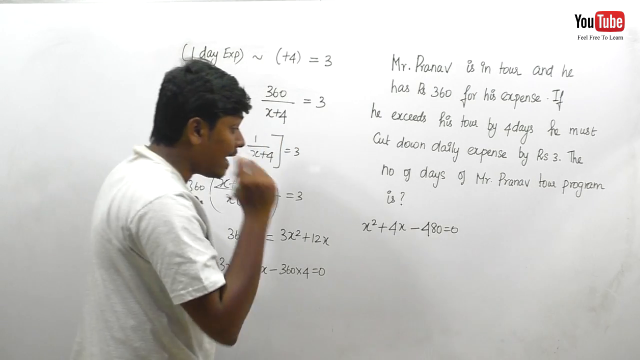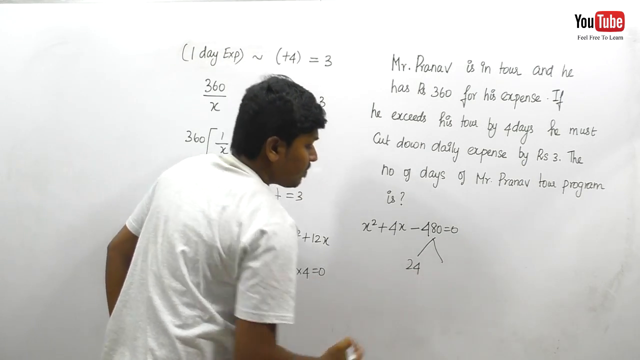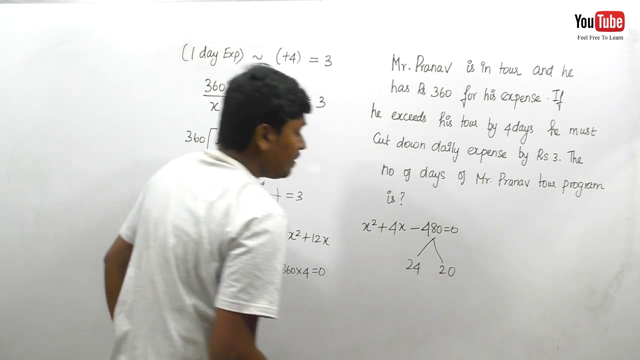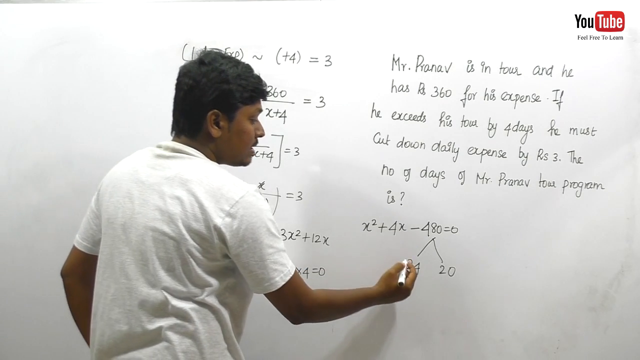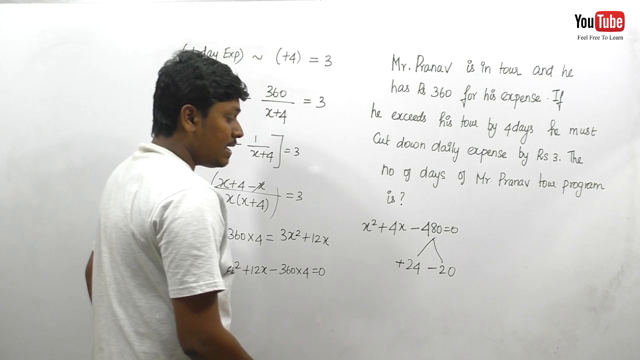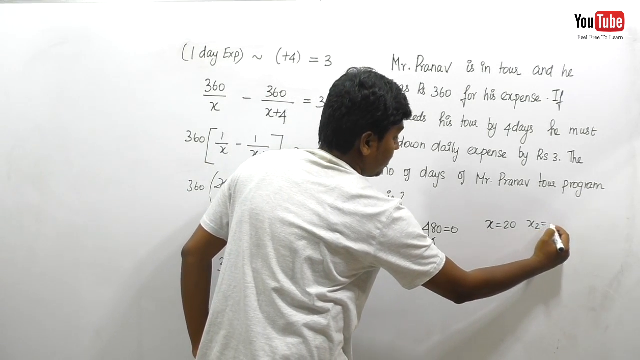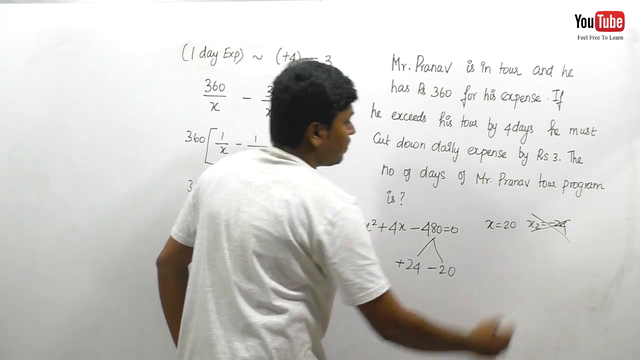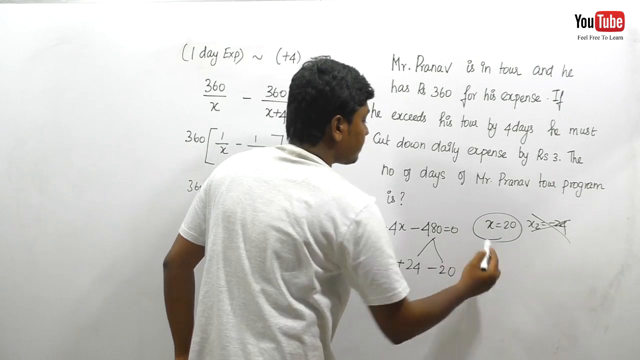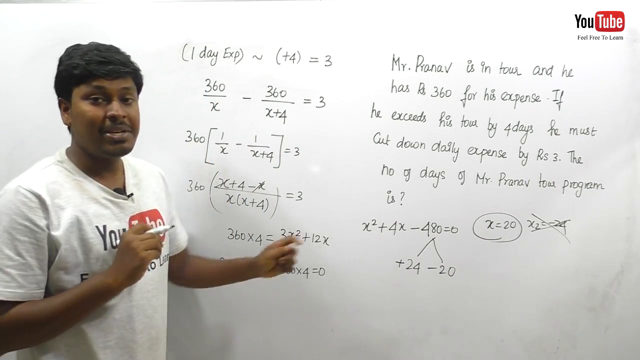Now we need to find the factors. For 480, the factors will be 24 into 20. We need to get minus, and here it is plus, so I can write plus 24 and minus 20. So x1 is equal to 20 and x2 is equal to minus 24. Eliminate minus 24, because the days will not be negative. So I can say that x is equal to 20. So finally, the number of days of Pranab's tour program will be 20 days.